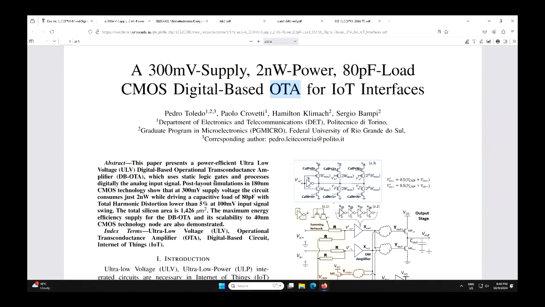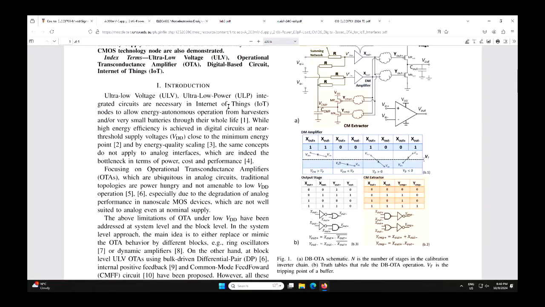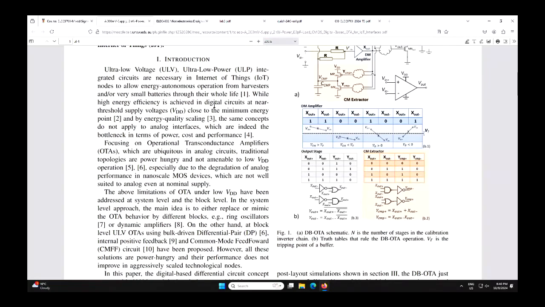However, conventional analog circuit structures often struggle to meet demand under low voltage conditions, especially for key components such as the OTA, operational transconductance amplifiers. So this paper mainly shows that analog circuits can leverage digital circuit technology to maintain excellent performance despite low voltage and power consumption.